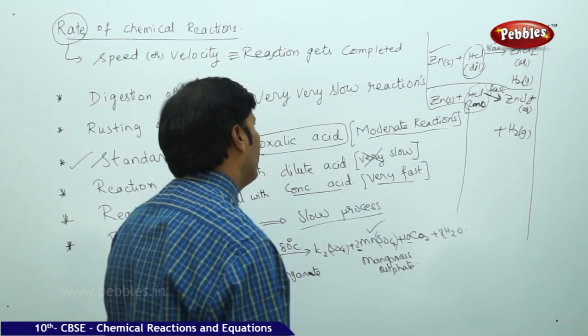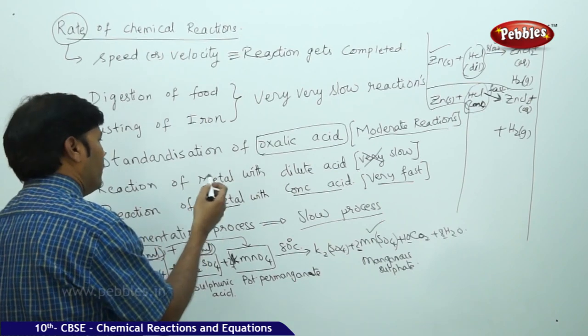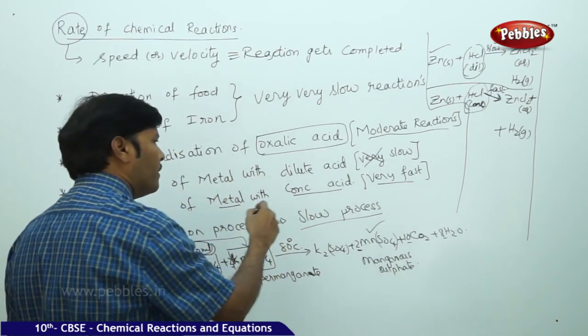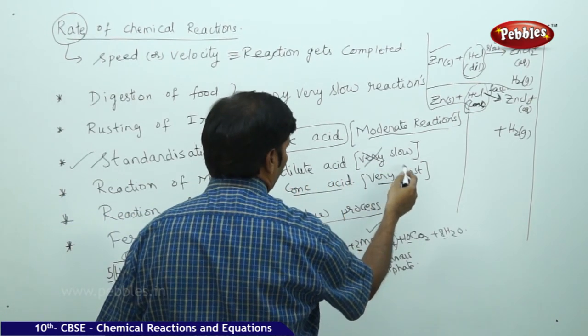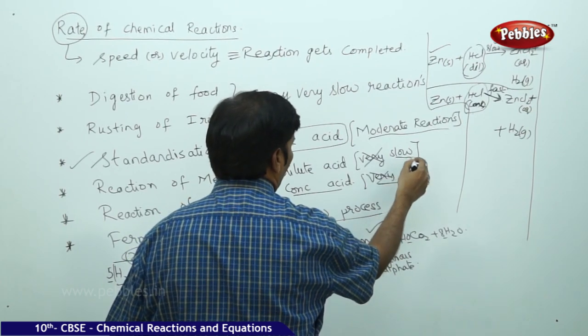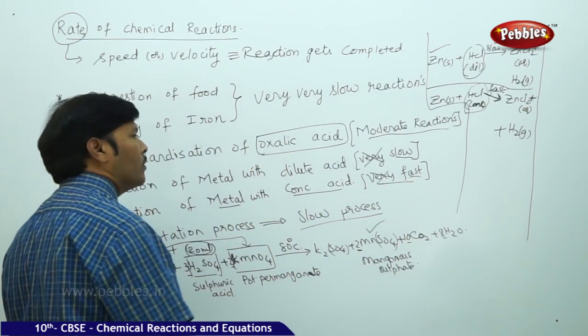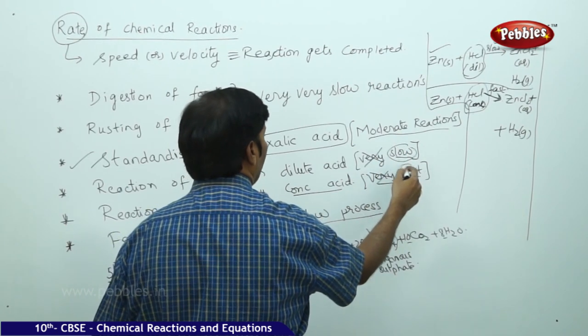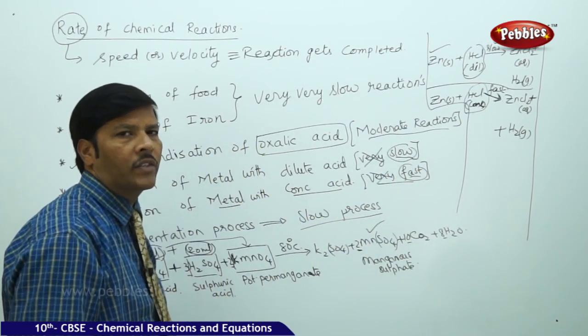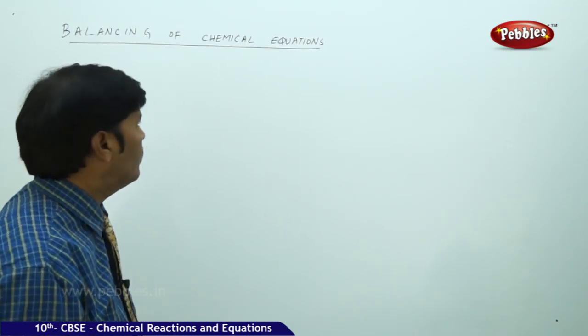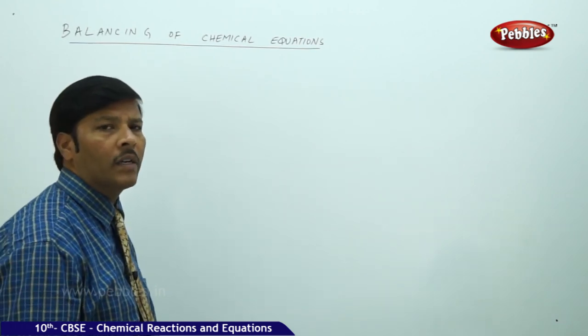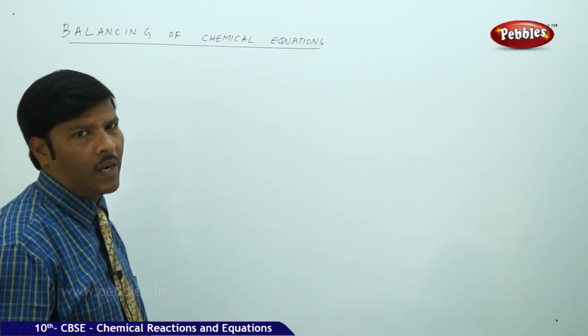In this way, we can simply differentiate between a very slow reaction and a fast reaction. Sometimes you can say simply slow and fast reaction, instead of using very. So today we would like to understand this topic in a very simple manner by selecting some random examples.